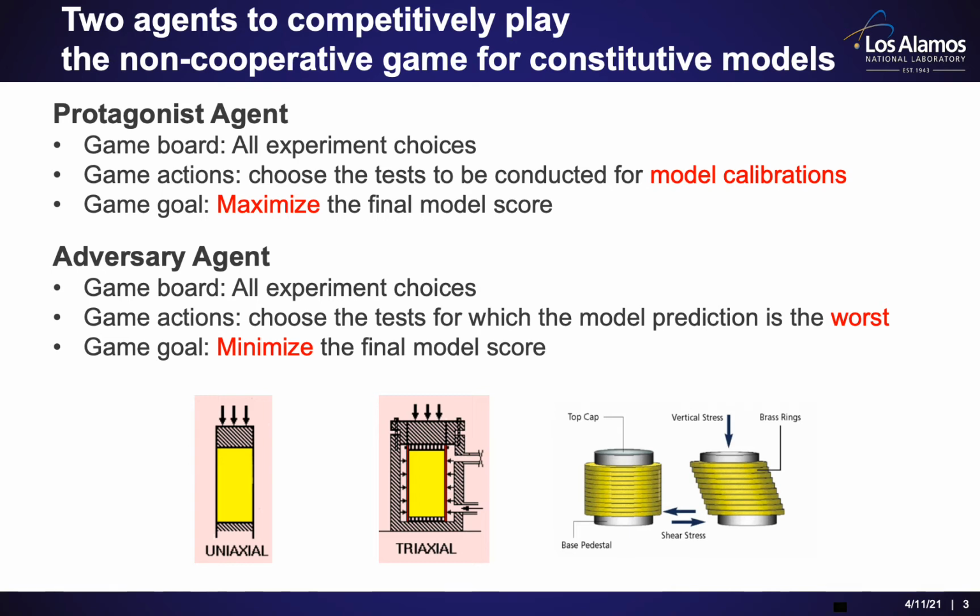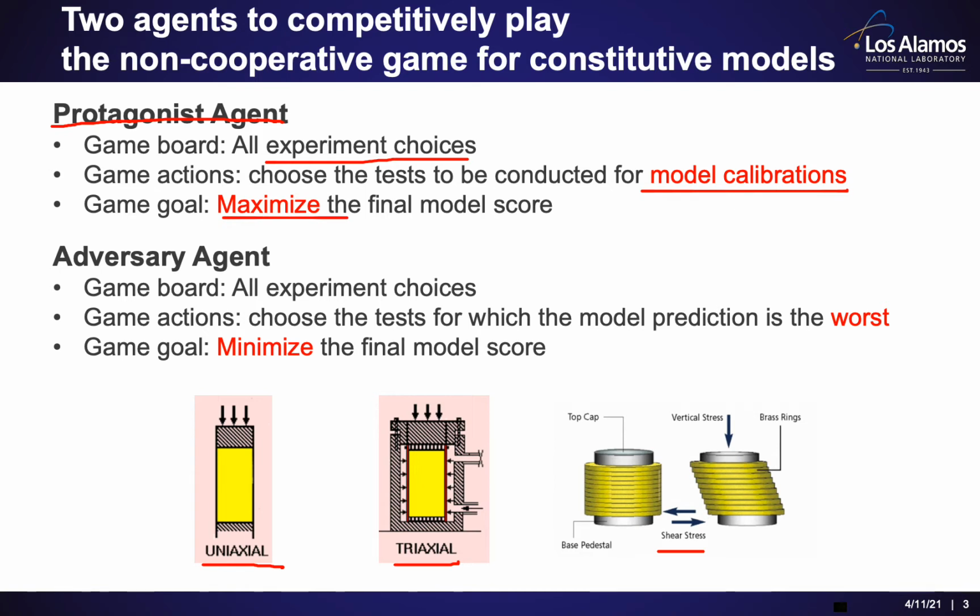Here we introduce a protagonist agent which can choose from a lot of experimental choices. For example, for soil materials, uniaxial test, triaxial test, and shear test. The goal is to gather the calibration data for models, and the model's accuracy on this data are maximized.